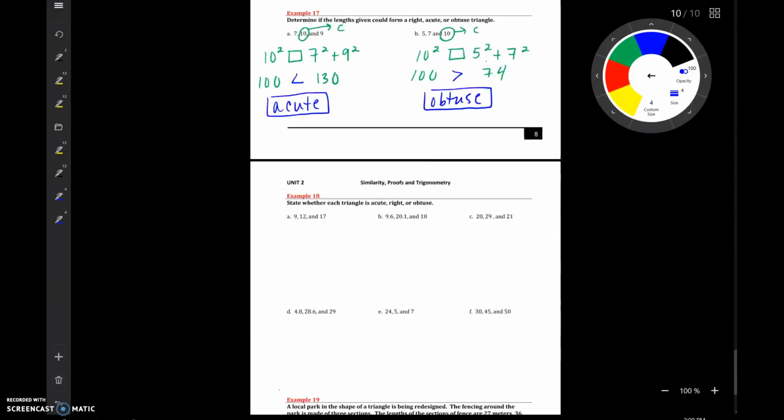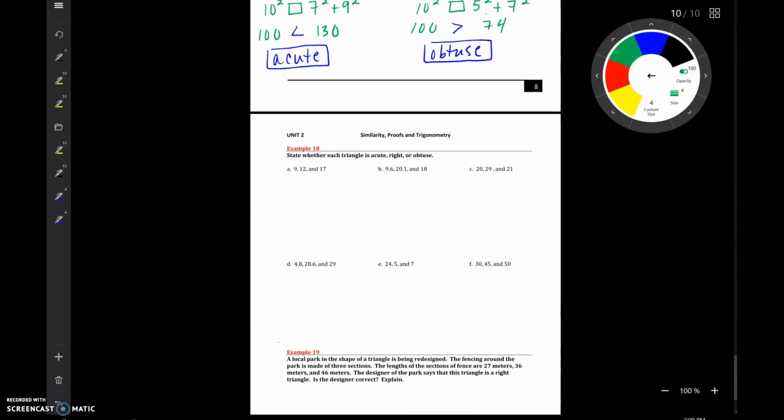Let's look at one more example together. Example 18, part D. 29 has to be the value of C. 29 squared, and I'll compare that to 4.8 squared plus 28.6 squared. Again, please plug these things into your calculator. You can pause the video real quickly. 29 squared is 841. 4.8 squared plus 28.6 squared is also 841. So when the two values are equal to each other, this is a right triangle.